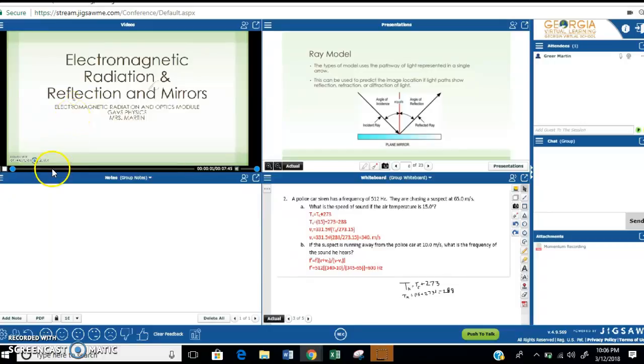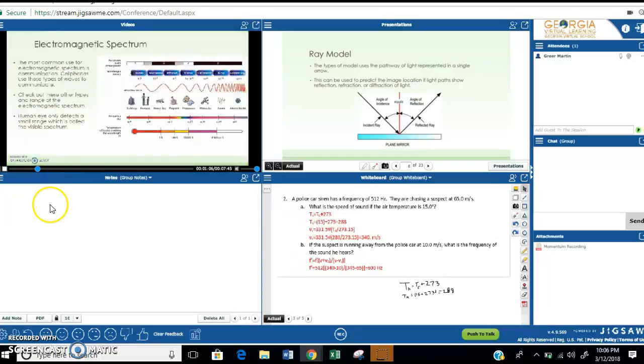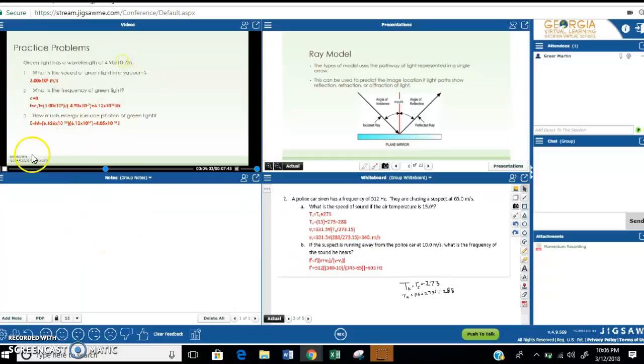Good evening. Tonight's lesson is over the electromagnetic radiation. I'm pretty sure that all of us use this on a daily basis. I guess this is a typo here, and it's supposed to be 7.